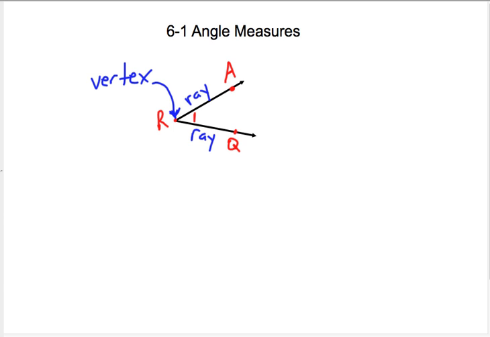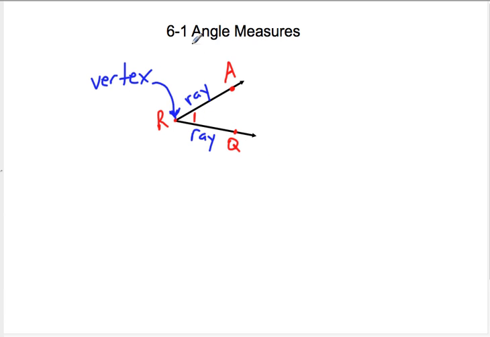Hello everybody. In this video I'll be talking about angle measures. The next two chapters we have coming up are on geometry, and so we're going to start out with angle measures. So here we have an angle. An angle is made up of two rays that intersect at a vertex here. So this is a ray, that is a ray, and this is the vertex.